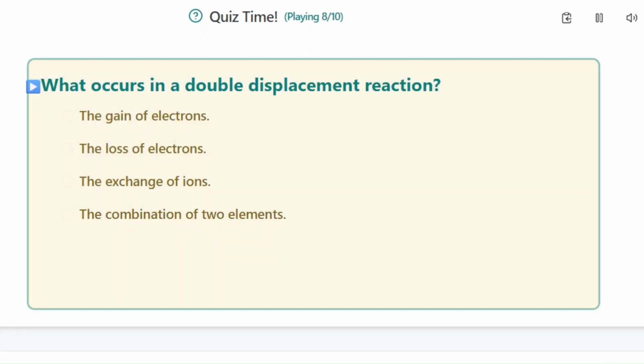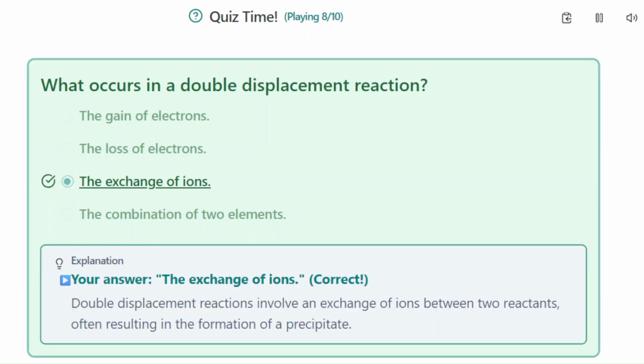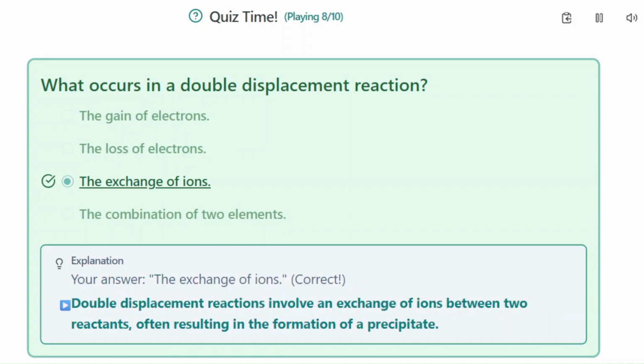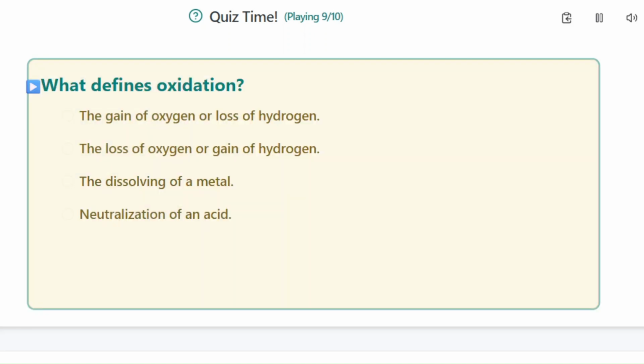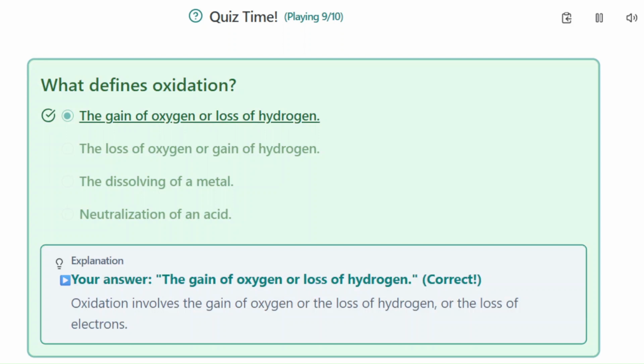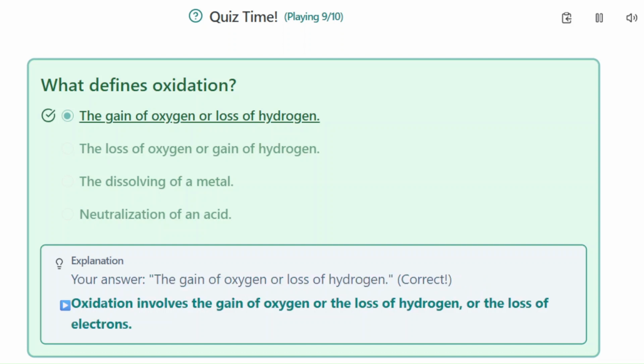What occurs in a double displacement reaction? The correct answer is the exchange of ions. Explanation: double displacement reactions involve an exchange of ions between 2 reactants, often resulting in the formation of a precipitate. What defines oxidation? The correct answer is the gain of oxygen or loss of hydrogen. Explanation: oxidation involves the gain of oxygen or the loss of hydrogen, or the loss of electrons.